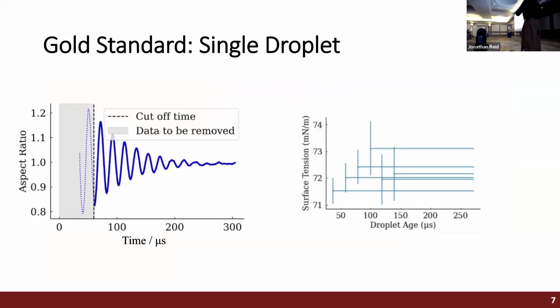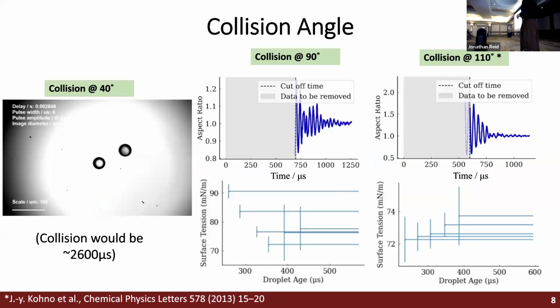So you'll be seeing a lot of plots that look like this, and this is somewhat of the gold standard that I was trying to achieve with the coalesced droplet. So a nice dampening oscillation of the aspect ratio. And for all my trial and error, I was using water droplets. So I would want to see surface tension values of around 71 to 73 millinewtons per meter. So this is kind of the gold standard I was trying to reach.